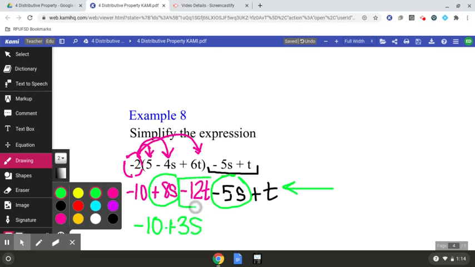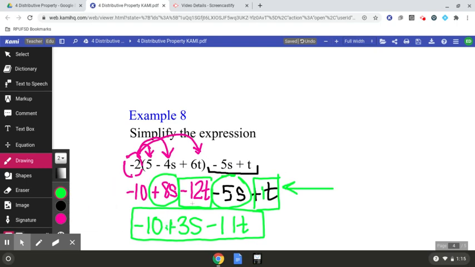And then I have a negative 12t and a positive t. If I combine those or add them up, this has an imaginary 1 in front of it. Negative 12 plus 1 is negative 11t. So this would be the answer if we combine like terms. And again, you don't have to, because technically you haven't learned it. Pause the video, take down whatever you missed as I was doing it, and then move on.